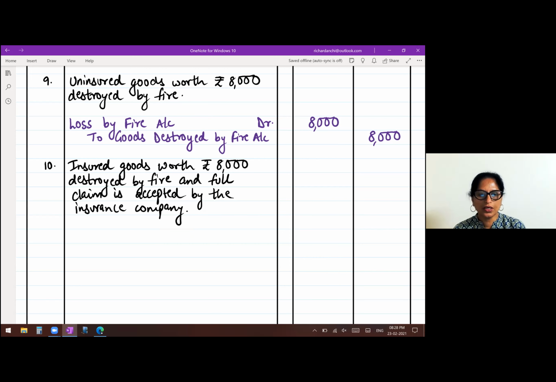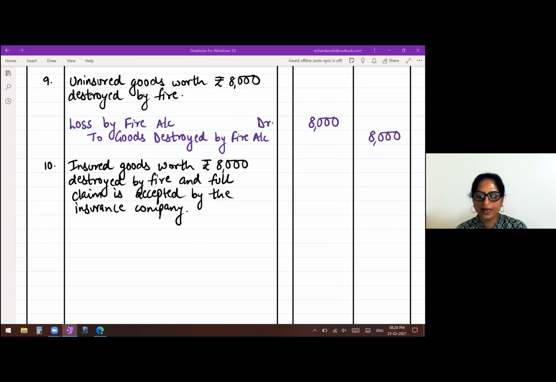So children, see here, the first word says insured goods. Before that we have done a transaction where the goods are uninsured. Now here goods are insured and the insurance company is giving you the full amount of the goods loss. In the previous, the full thing was a loss. Now here, even though it is a loss, since they were insured, you're going to get the full amount, that is the full 8,000 the insurance company is giving you.